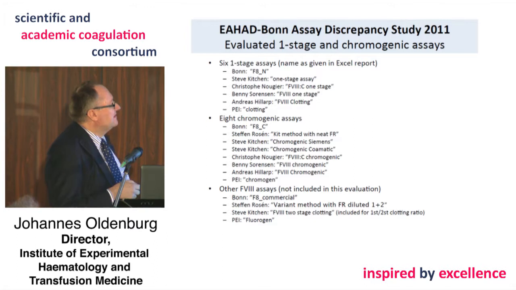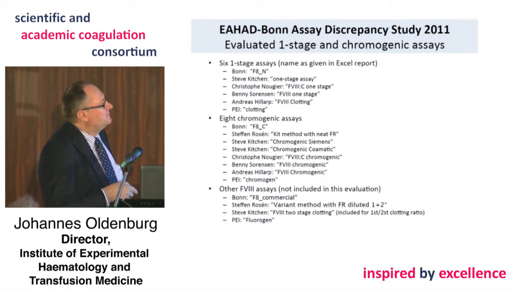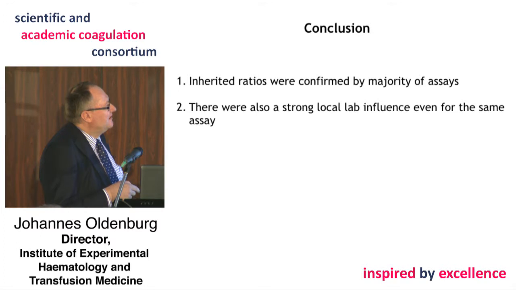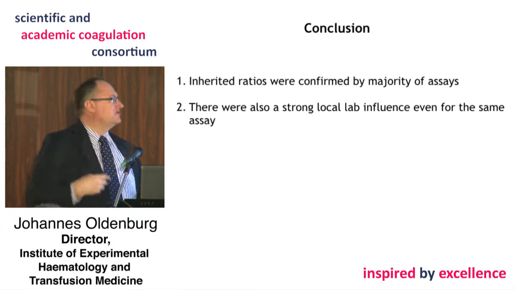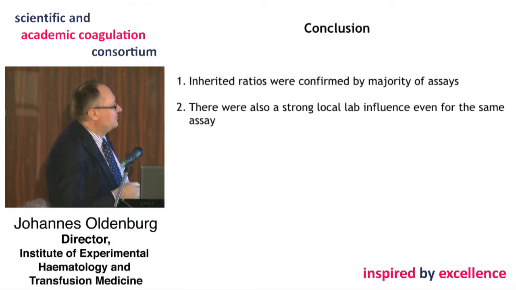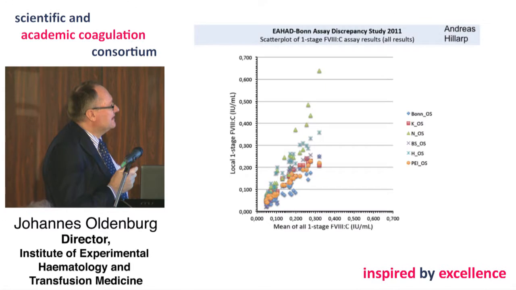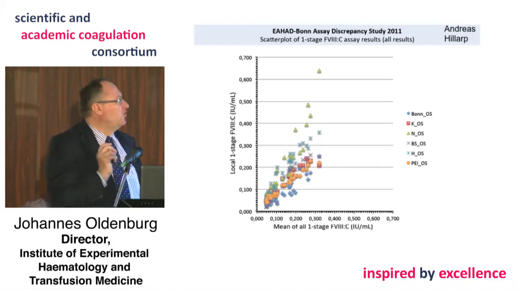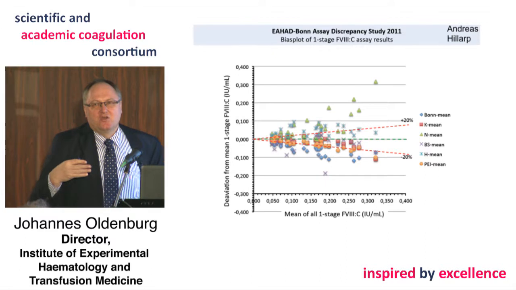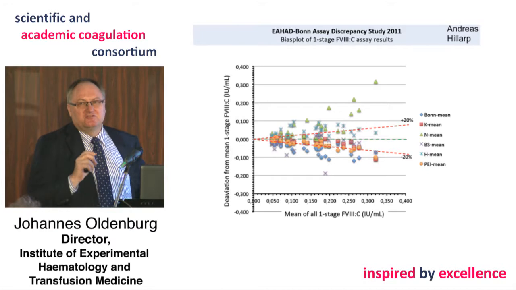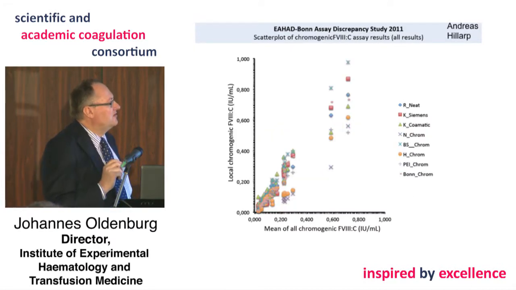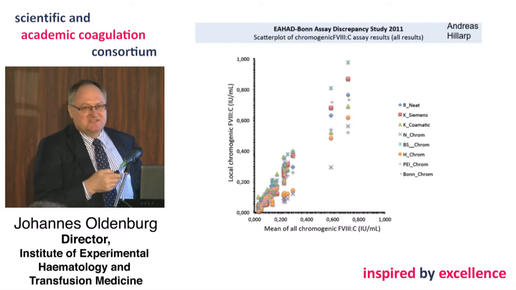And what we did, we took samples from 34 patients. We aliquoted these samples and then sent them out to these 6 laboratories. And very different assays were applied, a huge number of assays. And the conclusion was that the inherited ratios were confirmed by the majority of the assays, but there was also a very strong local laboratory influence, even sometimes for the same assay.